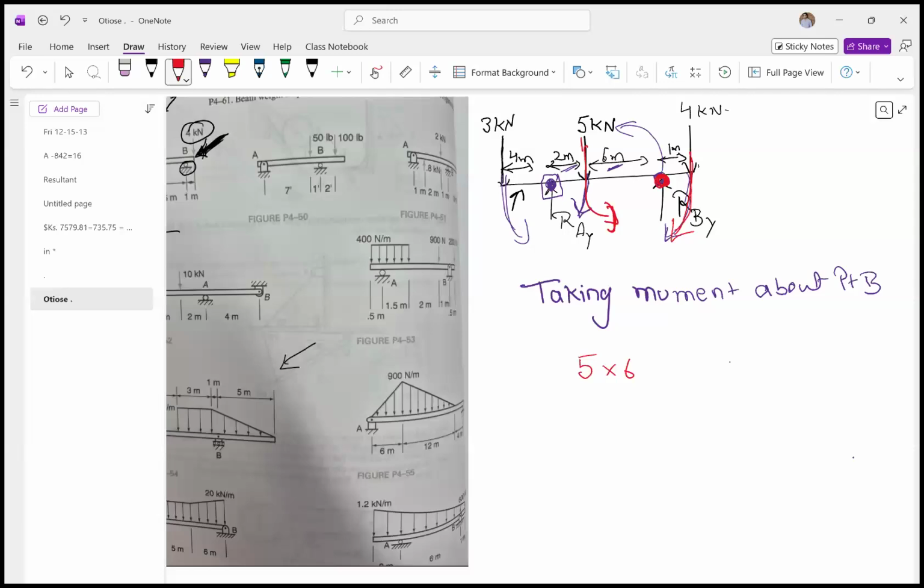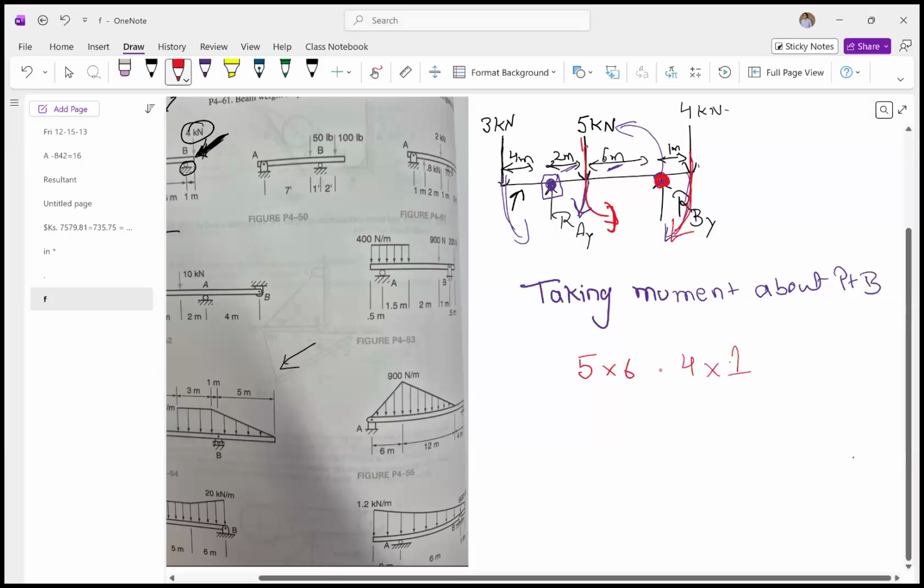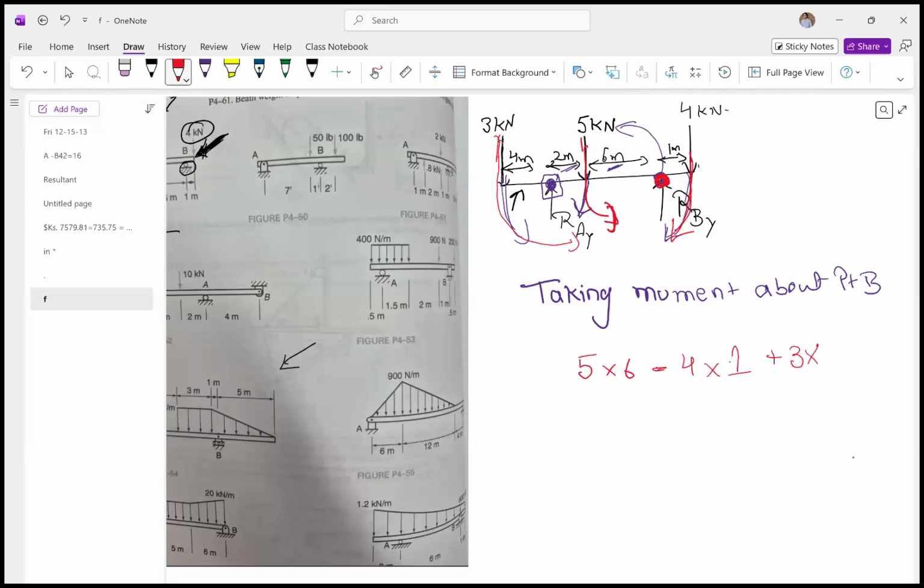So we are taking the moment about B. I will take this one as 4 times 1, which will be a negative number. And then there is this 3 kilonewton. This is rotating it in the counterclockwise direction. So this value will be 3 times, the number is 6 plus 2, 8, 8 plus 4, that is 12. So that will be the number.